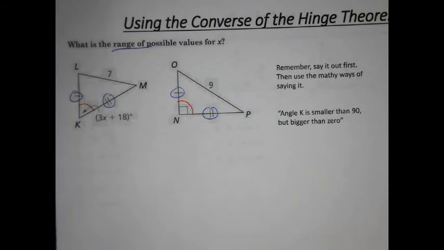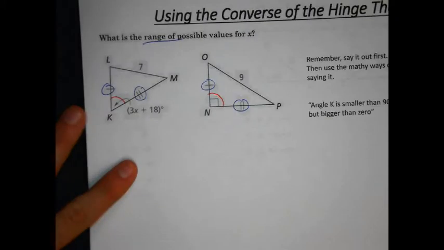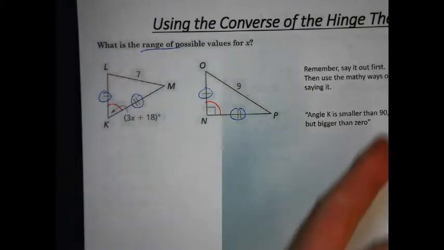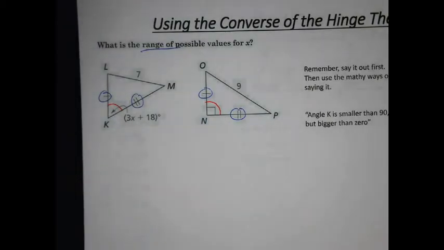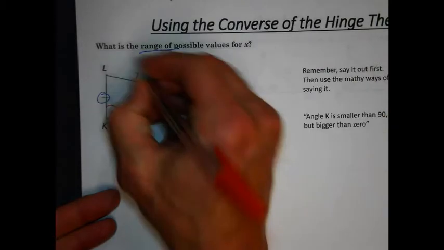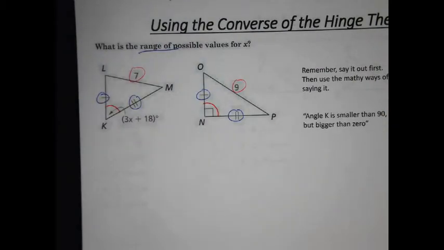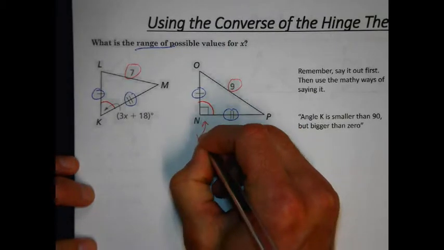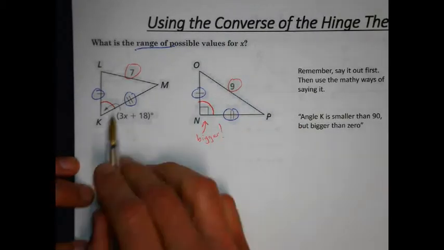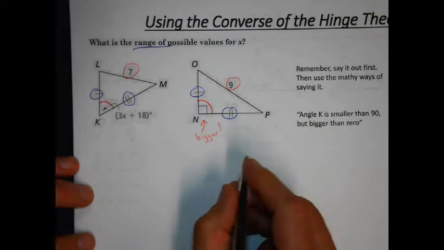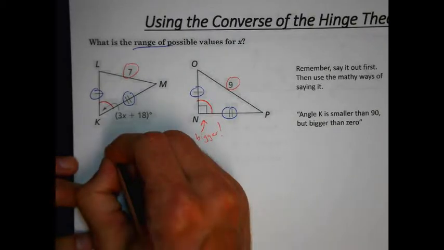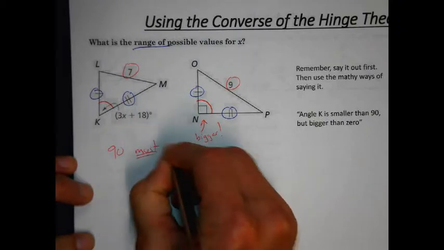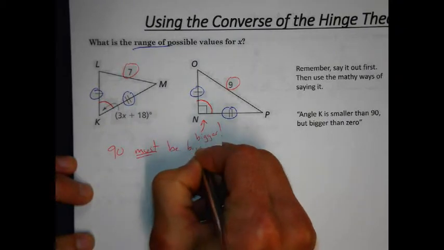So what is going on here? The included angle here is 3x plus 18. The included angle here is 90. But what's going on at the sides opposite? This one's 9, this one's 7. Therefore, what do we know? This angle is bigger. So this angle is not as big. That means what we're saying is that 90 must be bigger than 3x plus 18.